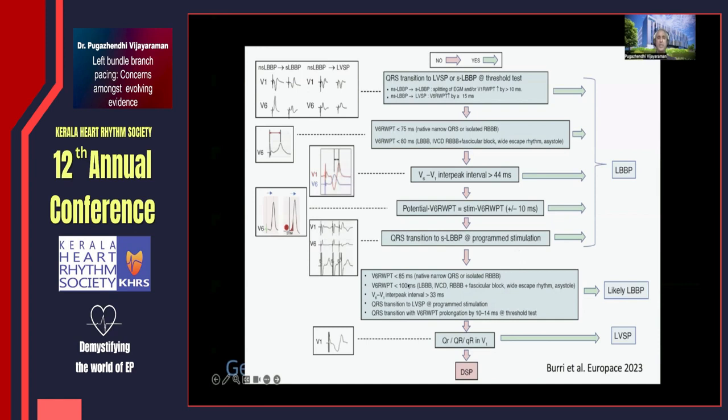It's difficult. And then when you go to likely left bundle branch pacing, again, a lot of these criteria have higher sensitivity but poor specificity. So that gets even more challenging, whether it's really LV septal pacing or mid-septal pacing. So those become difficult. I recommend that people make an effort to clearly define them as best as possible.